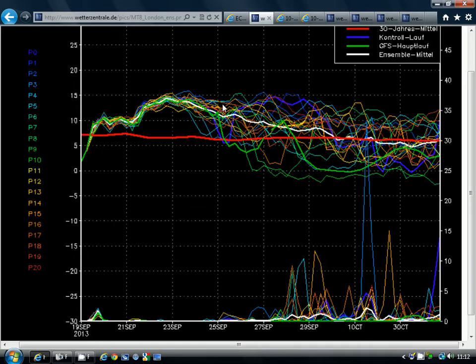Now, some members of the ensemble are certainly keeping it quite warm as we go through from around the 25th to say the 30th, but a lot of the members are turning it much, much cooler. Many members are dipping below that red line as well, so a huge amount of scatter there setting up from around the 25th of September. That's really implying that where that high pressure is going, and how much of a trough we're setting up over Scandinavia, is very difficult to ascertain.